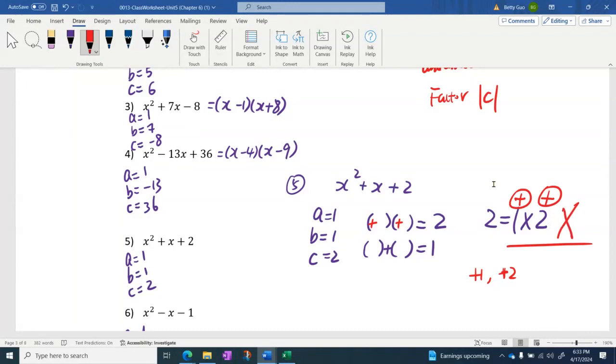So what does that mean? That means the only possible option does not work. It doesn't mean the shortcut method does not apply here. The shortcut method applies. The shortcut method helps us find out the original polynomial actually is not factorable.